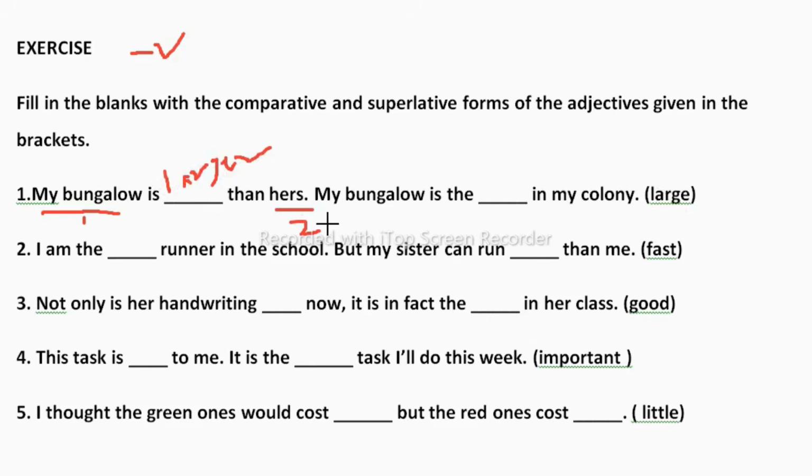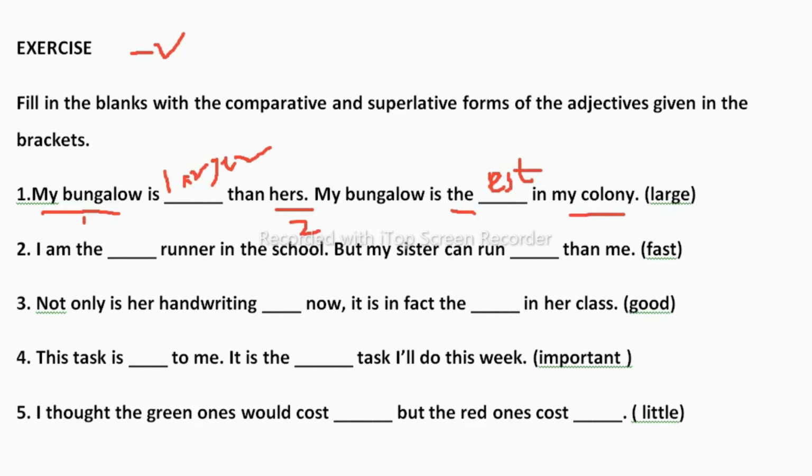than hers. My bungalow is the dash. Here, whenever you see this "the", you have to write the superlative degree. So here you need to write largest. You have to add "est" along with large. So largest in my colony. Colony means so many bungalows are there.